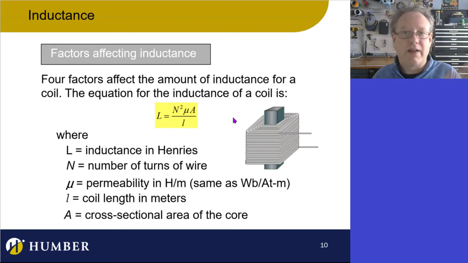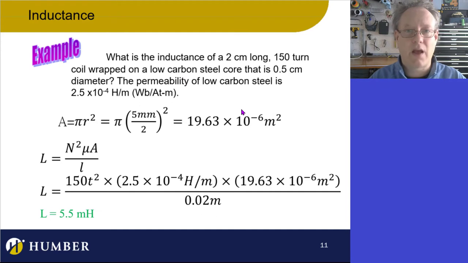So I'm not going to get into how and why we calculate this in depth. I'll just show you an explanation here, where we have all of those parameters, we throw them into a formula, we put the units into the formula. Now, did I say to put the units in the formula? Yeah. And then you get an answer. In this case, it's 5.5 millihenry.